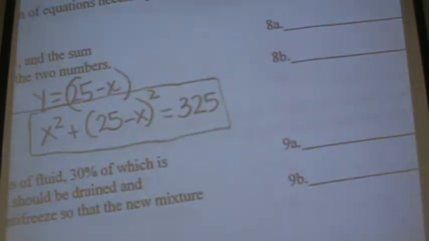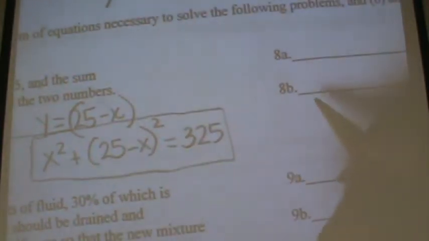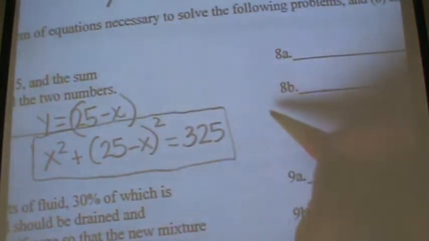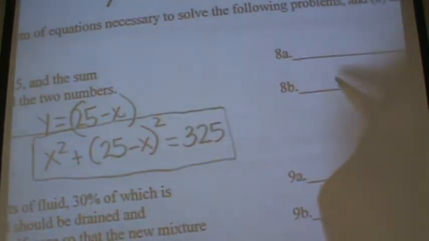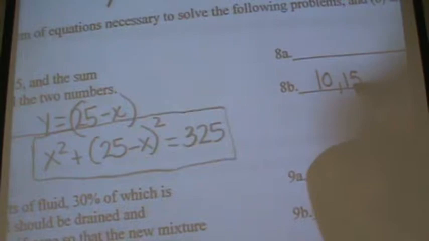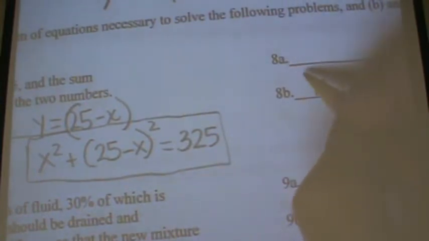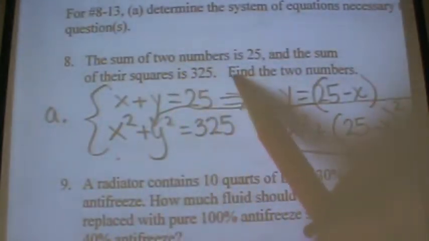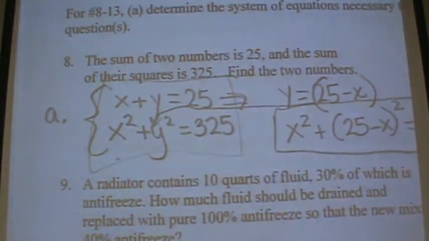So, you don't have to show me any work, only if you want to. I already tested you on the non-calculator part for chapter 2. These are the ones where I want you to use technology here. So the answers are 10 and 15. Those are the two answers. Now, on line A, I don't care if you write this equation, or you could just leave it as these two, and I'm fine. Are you good with this one?